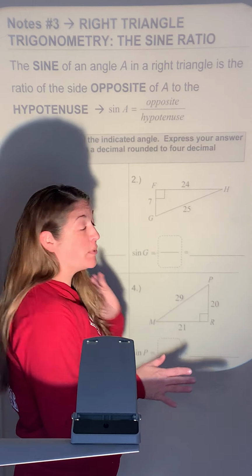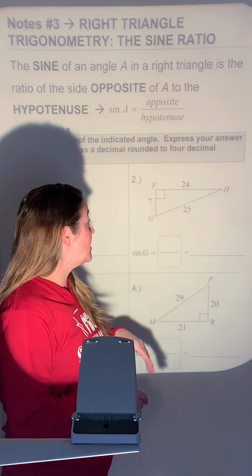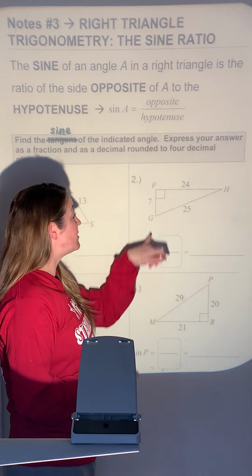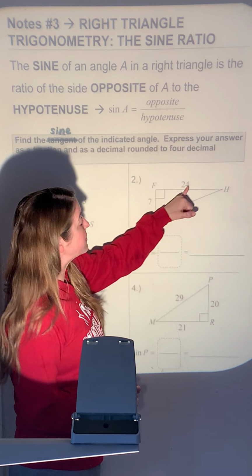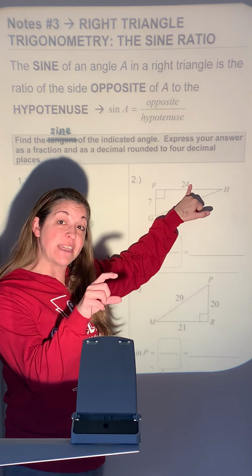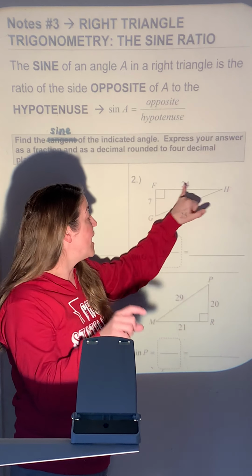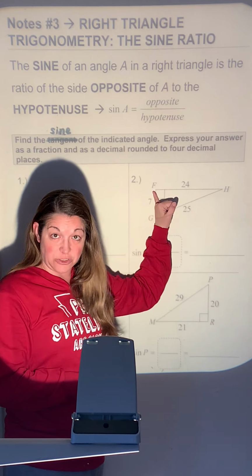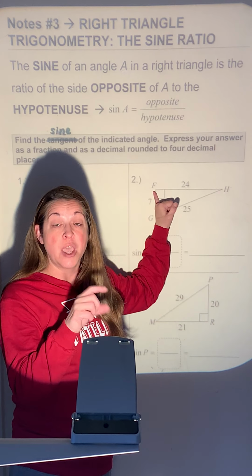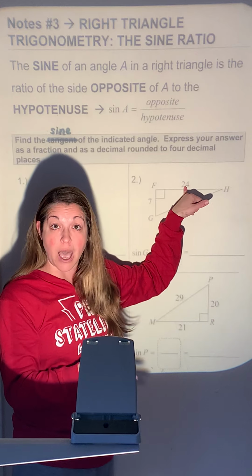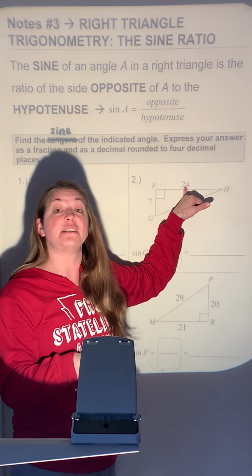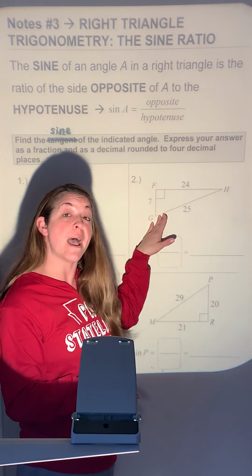So last video we talked about the tangent. The tangent basically said that if we wanted to find the tangent of an angle, we would look for the side that was opposite, and we would make that the top of a fraction, and the side that was adjacent to it we would put on the bottom. What happens with the sine is now we're still going to use that side that's opposite. However, now the denominator of the fraction will be the hypotenuse.